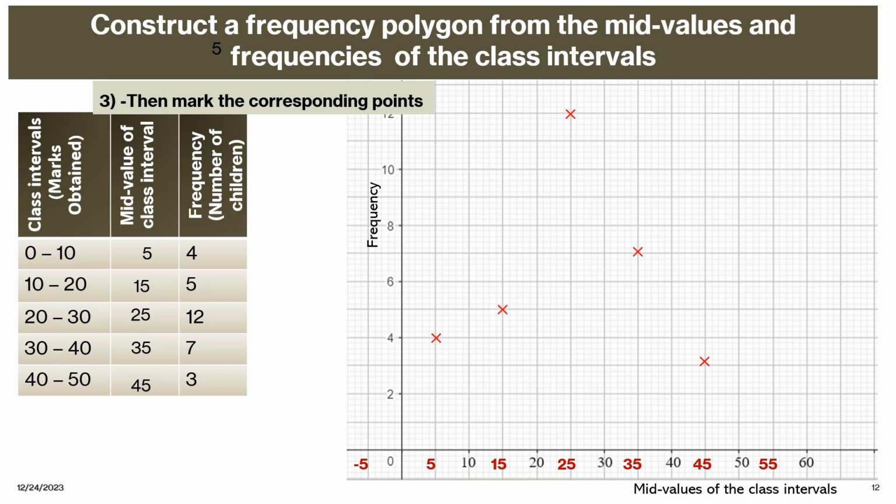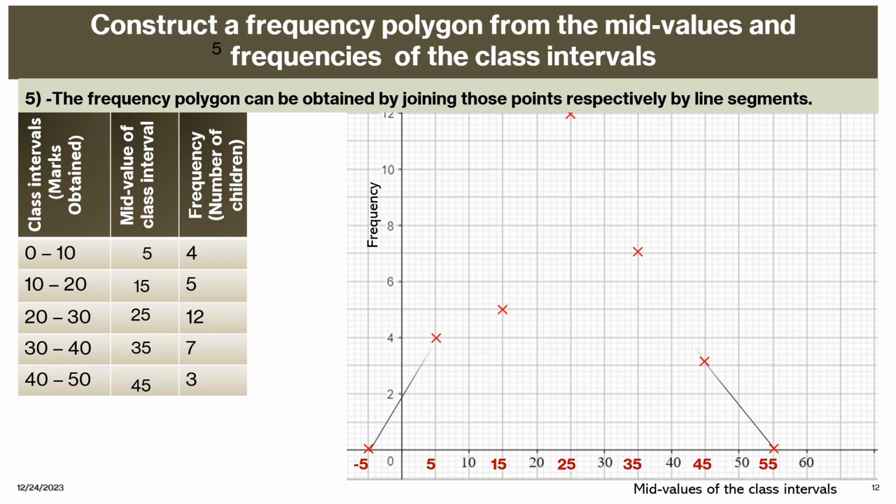Okay, we marked all. Now next we need to remember we have to mark the mid value of the class interval which is left of the first class interval and also the mid value of the class interval which is right of the last class interval, -5 and 55. Then we can join these points respectively.